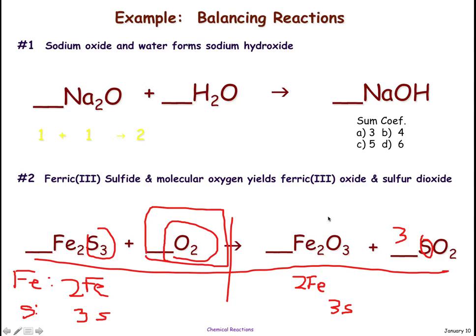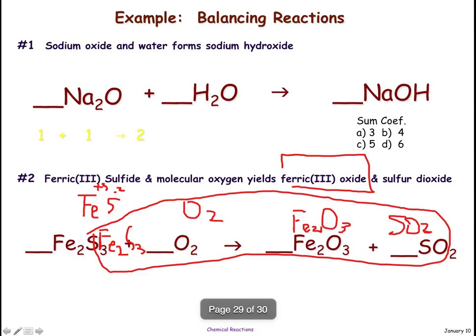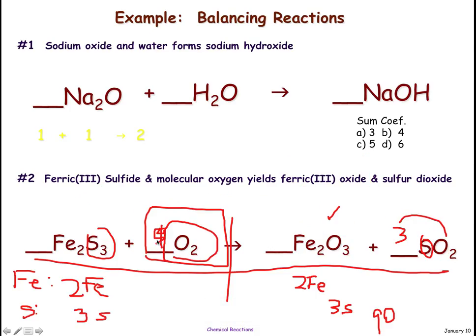If you take a look, there's 3 here and 6 here. That's a total of 9 oxygens. But how do you get 9 oxygens when you have O2? If you put 4 here, that would be 8. If you put 5 here, that would be 10. So what do you do? Well, you put the fraction that I told you about, the fraction trick.